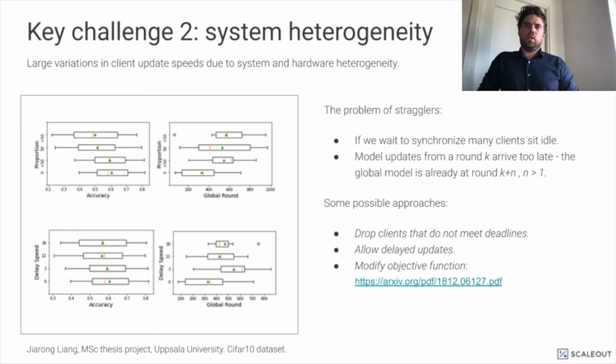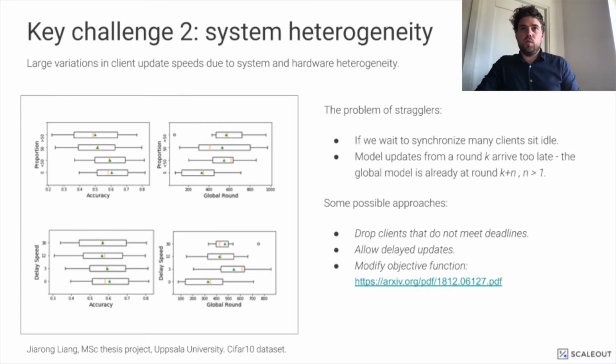In principle, say that if you're at round K, you request a model from some clients, but then some clients only propose the model update at a round in the future, K plus n, where n is a number greater than 1. So this too can cause various types of problems with convergence and accuracy. There are some possible approaches that have been suggested in other implementations and literature, and the most obvious one is to drop clients that do not meet a certain deadline for that round.